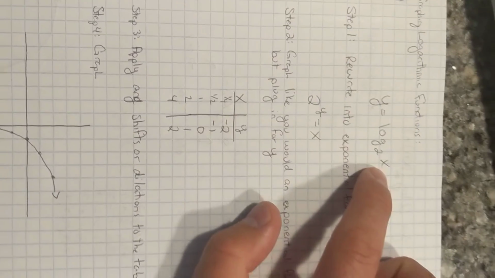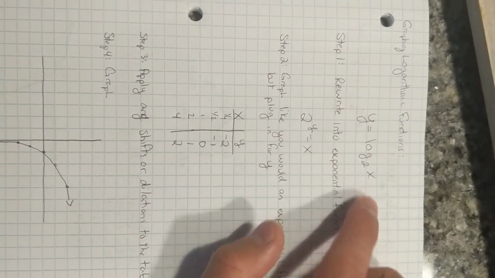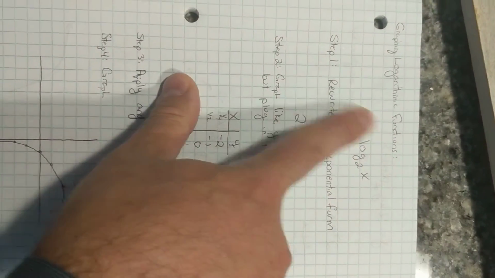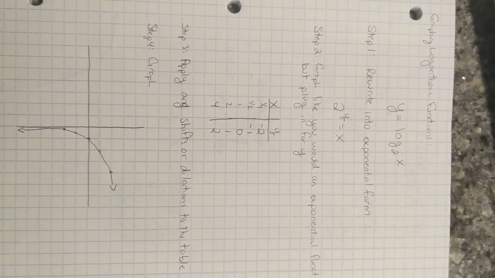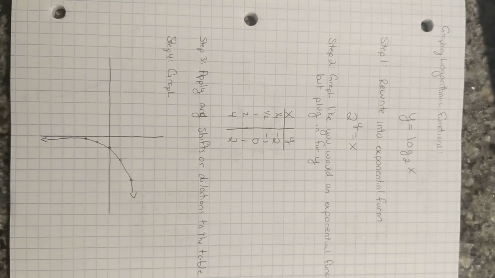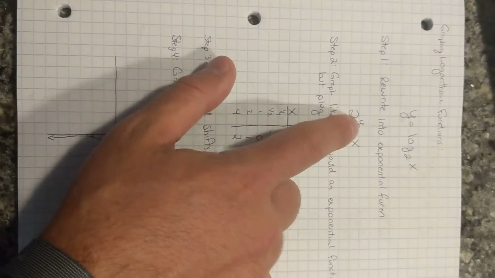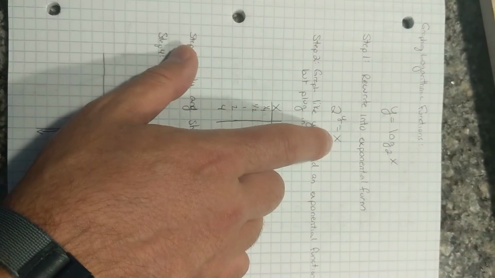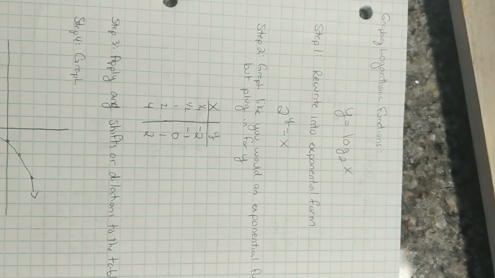Now, let's say I have y equals log base 2 of x. My first step is going to be to rewrite this into exponential form. So I'm going to rewrite it as 2 to the y equals x. Then, just like an exponential function, I'm going to plug in -2, -1, 0, 1, and 2. However, the x and the y have switched. The y is now the input and the x is going to be the output.